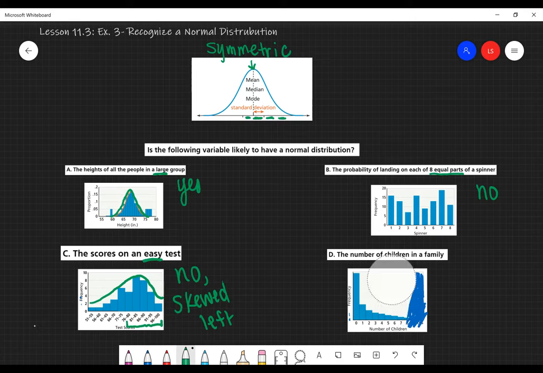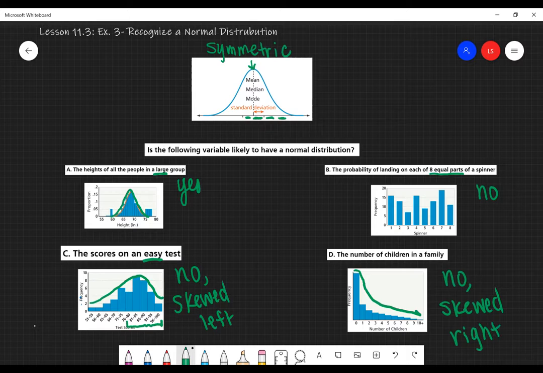So when we look at the data, we find that there's actually a higher number on the left, and then we tail off to the right. So no, this would not be likely to have a normal distribution. This would, in fact, be skewed to the right because of how many families have between 0 and 3 children. And from there, the number of children becomes less and less common.